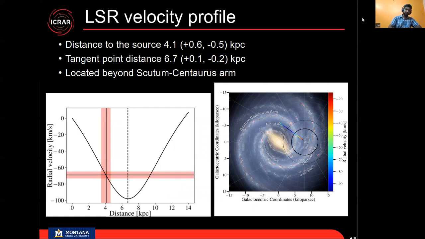What we found is that you can see this curve on the left hand side. And there is one peculiar thing, or you can say the degeneracy of this method, that for every radial velocity, we detect two distances. One is the near distance, the other one is the far distance. Now, it is very important to break this degeneracy. And in breaking this degeneracy, this extragalactic source helped us a lot.